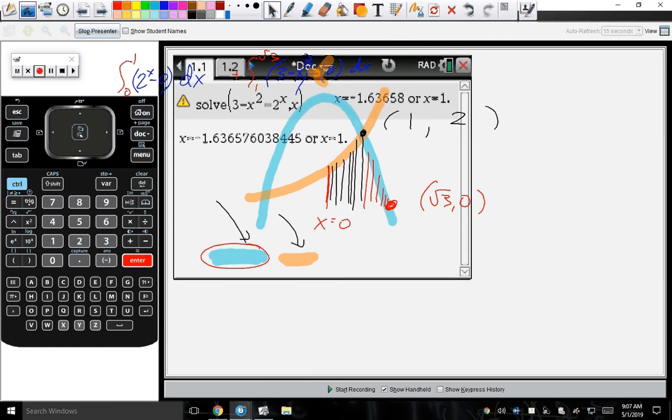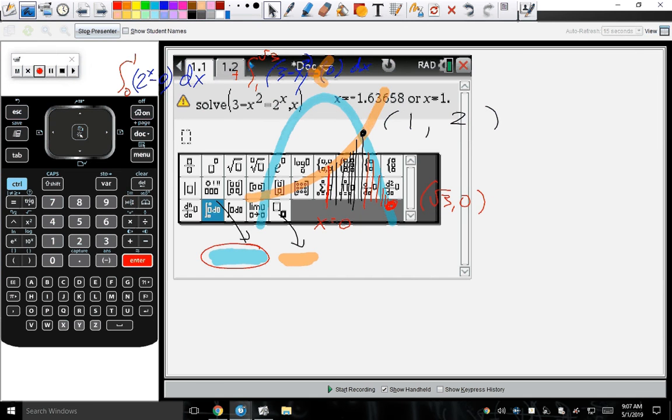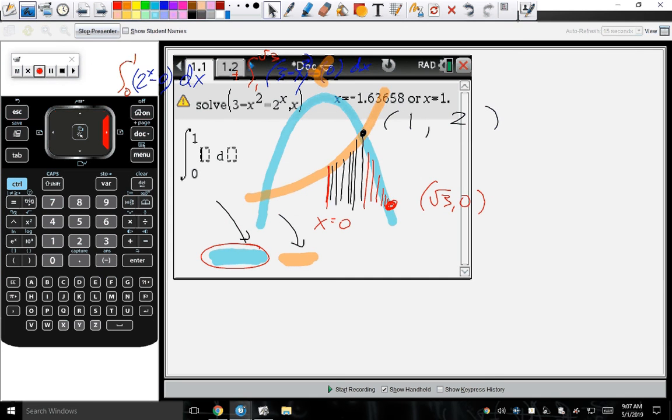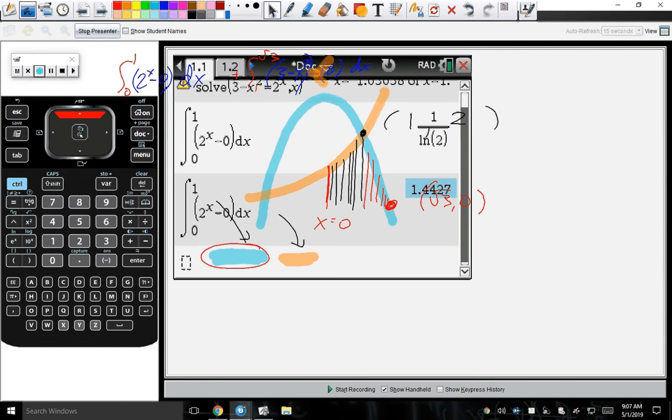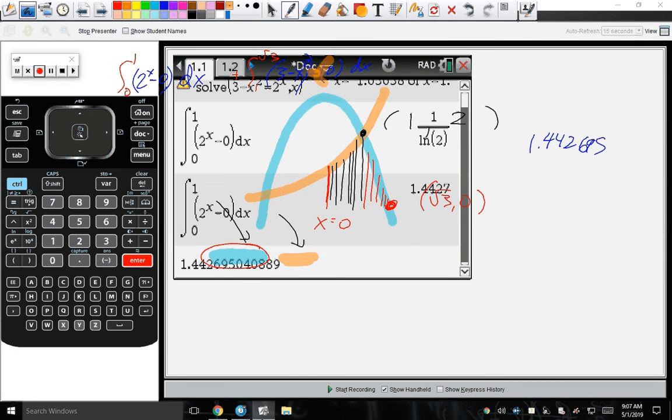Or I could do that too. Alright, so it'll be the integral from 0 to 1 of 2 to the power of x minus 0. We don't need it, but we'll write it. And then dx. Oh, control enter. And then go up, copy, and I would write 1.442695. And now I'm going to take the integral from 1 to root 3.